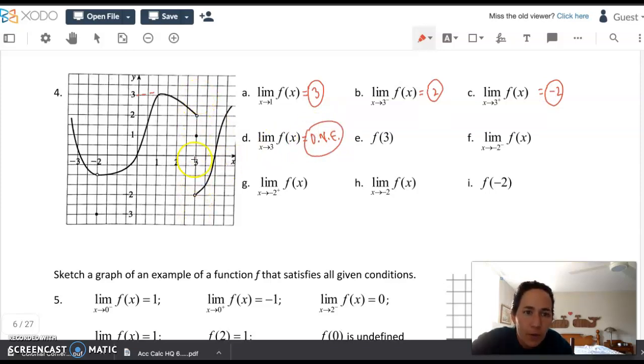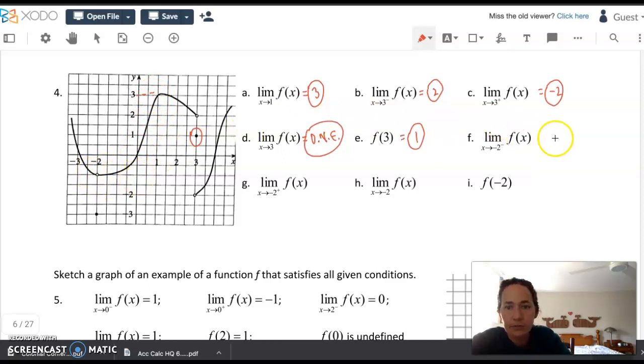F of 3, don't pick either one of these open dot y values. Pick the one that's closed in. Pick 1 for f of 3. X approaches -2 from the left, -2 from the left, -2 from the right. The limit as a whole, that should all be -1 here.